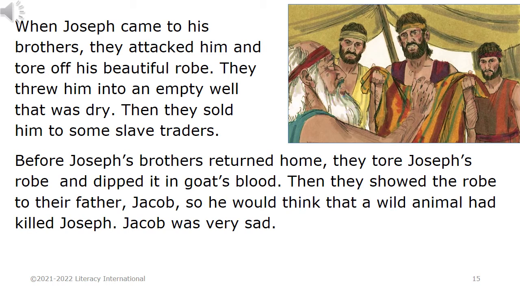When Joseph came to his brothers, they attacked him and tore off his beautiful robe. They threw him into an empty well that was dry. Then they sold him to some slave traders. Before Joseph's brothers returned home, they tore Joseph's robe and dipped it in goat's blood. Then they showed the robe to their father Jacob, so he would think that a wild animal had killed Joseph. Jacob was very sad.